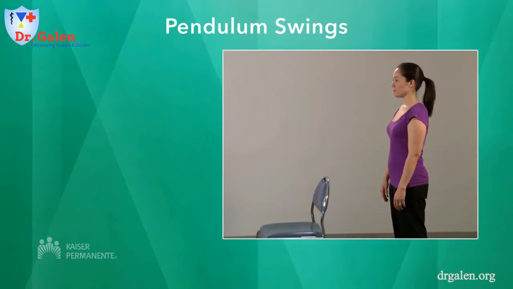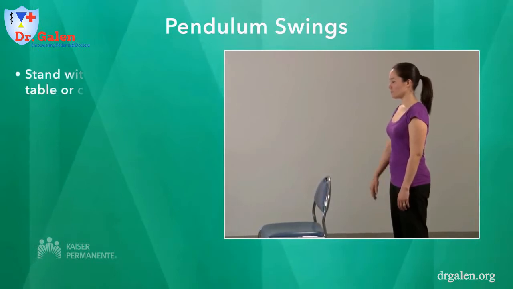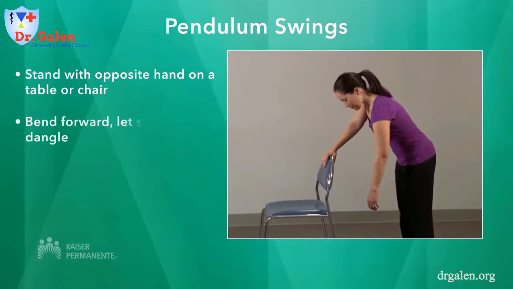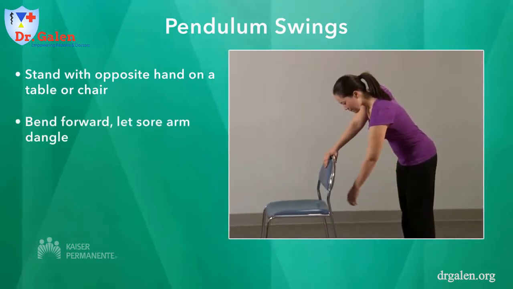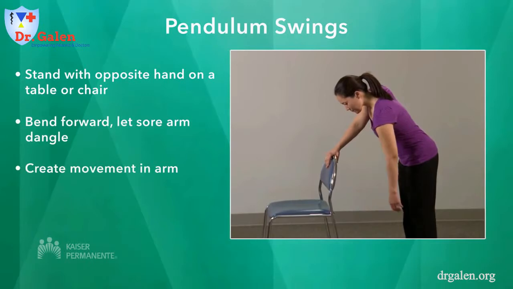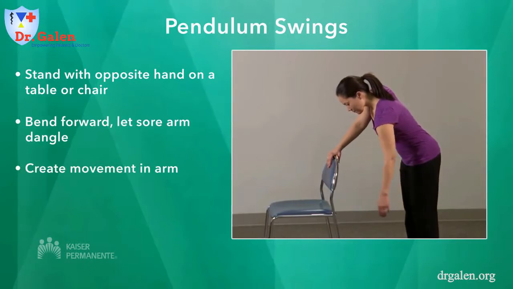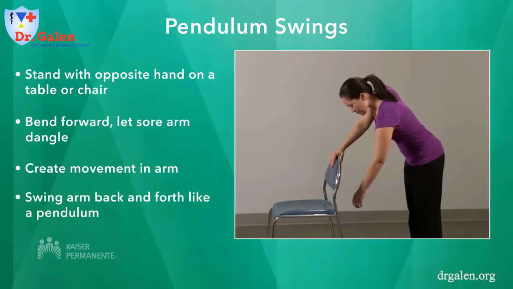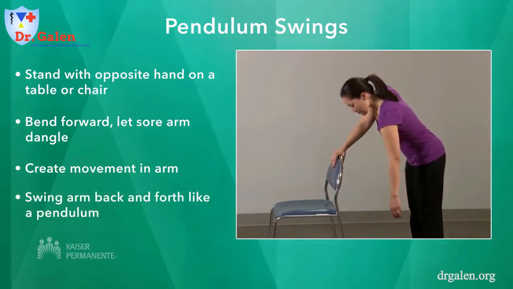Pendulum swings use gravity to exercise your shoulder. Hold on to a table or chair with the hand of the arm that doesn't hurt. Bend forward a bit so your sore arm hangs straight down. Move your legs and hips, not your arms, to create the movement that lets your arm swing. Use the momentum to move your arm back and forth like a pendulum or an elephant's trunk.